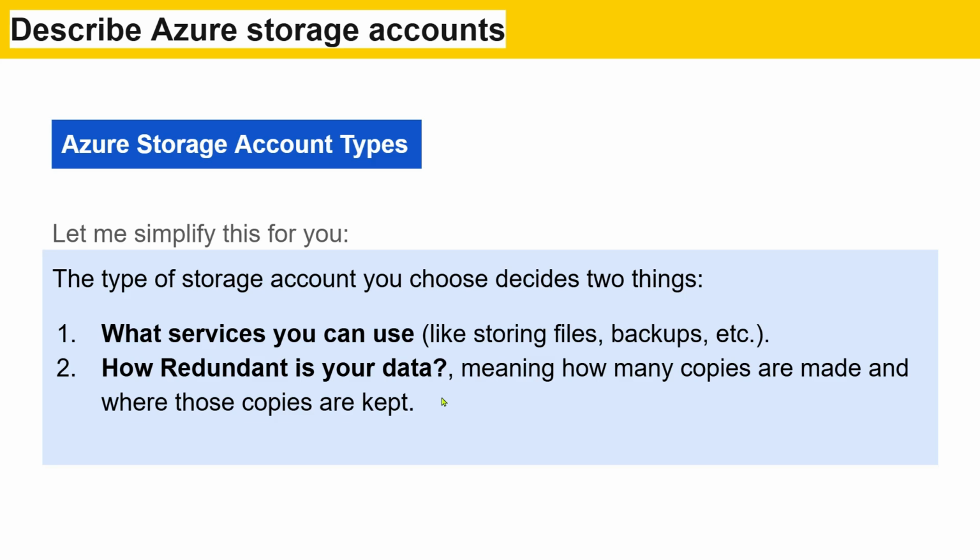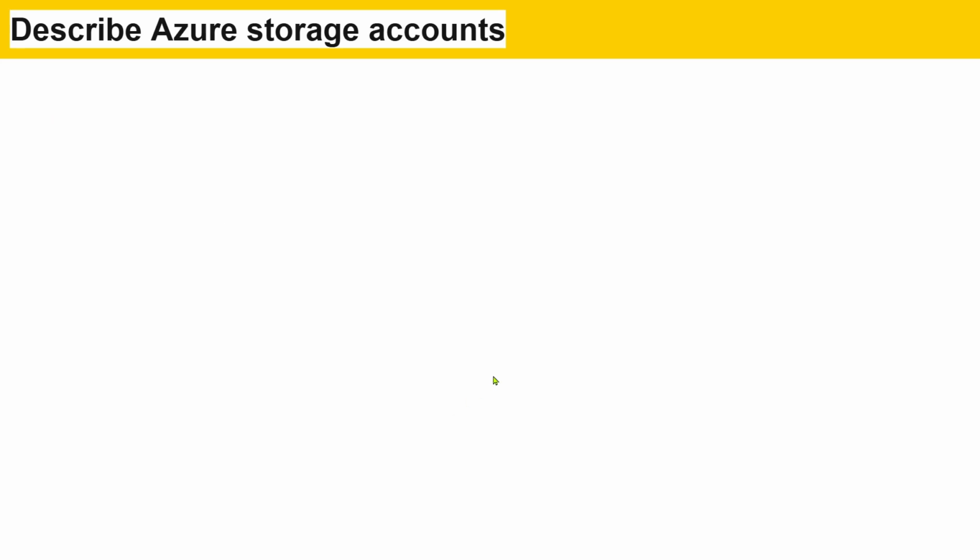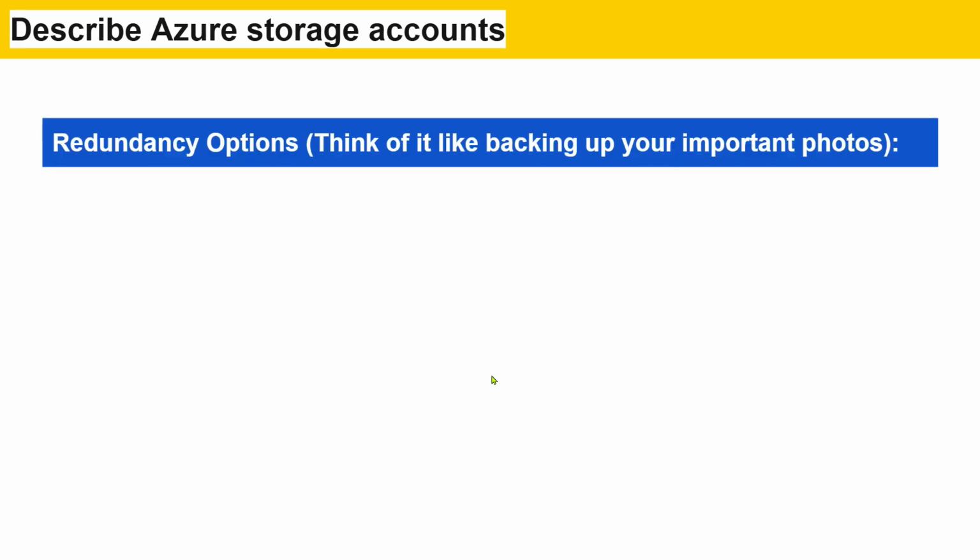Redundant means, for example, I have a copy here in Bangalore, I have another copy somewhere in another city. So if something happens here with the data in Bangalore, I still have my data saved somewhere else. I don't lose the data. Now let's see these account types. There are various different account types, and they give you redundancy options. Just imagine you are taking a backup of your important photos, for example. What are the redundancy options you get with Azure? Let's see.